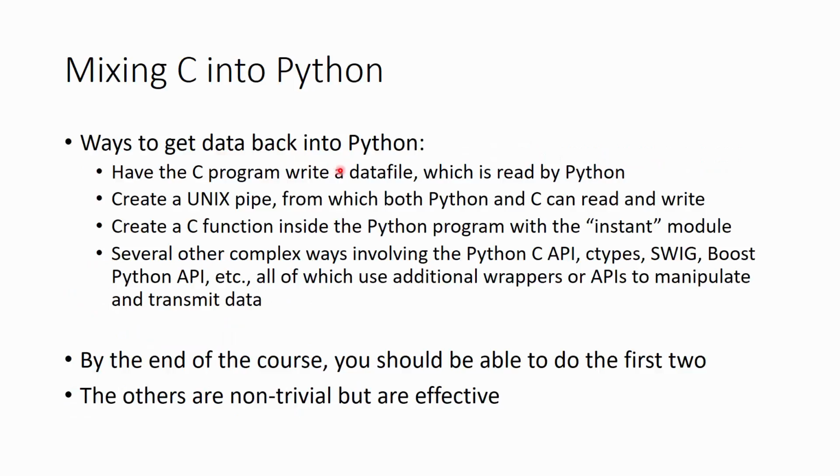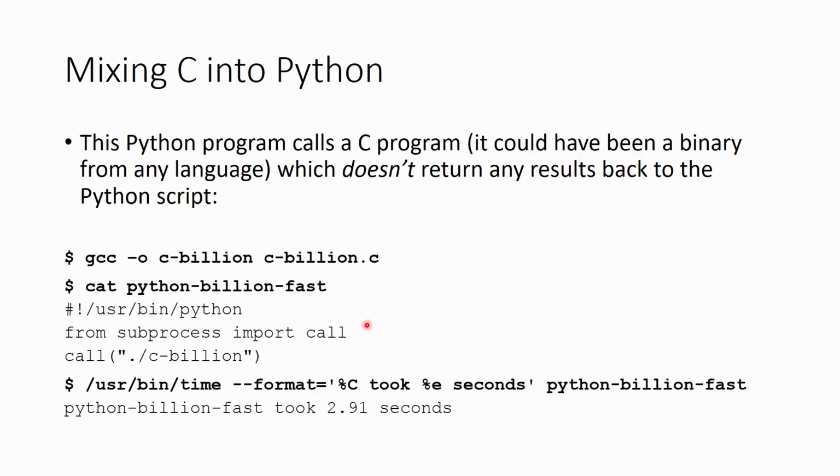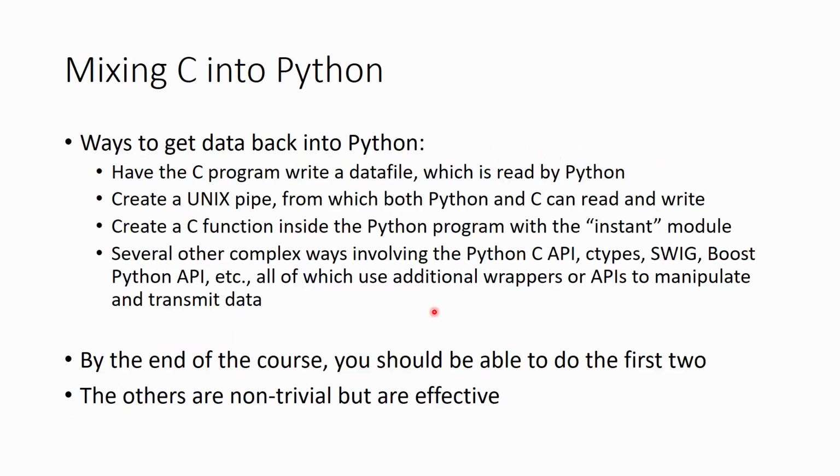So getting the data back into Python is a little bit tricky though. In our previous one here, this doesn't return any results back to Python. This is just Python running a program and letting the program do what it's going to do. But to get data back into Python is a little tricky. One way would be to write a C program and then have it access a data file, which is then read by Python. That would certainly be one way to share data. We could create a Unix pipe, which we're going to talk about in an upcoming lecture, and then Python and C can both read and write from that pipe.